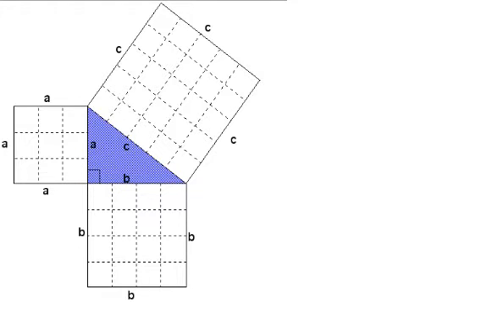Here's the proof of the Pythagorean Theorem. We have the legs a and b and the hypotenuse c. If a is 3, b is 4, and c is 5. If you square a, you get 9. If you square b, you get 16. If you square c, you get 25. Well, 9 plus 16 equals 25. So this proves the Pythagorean Theorem.